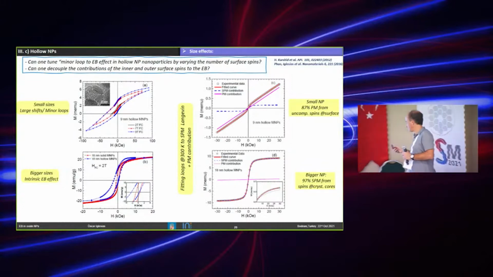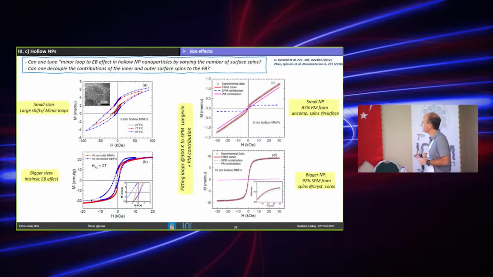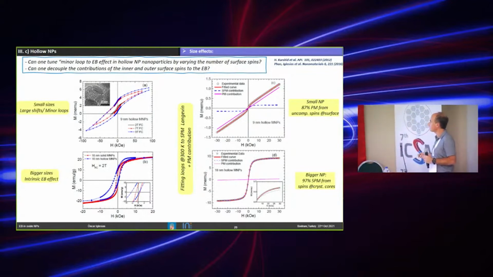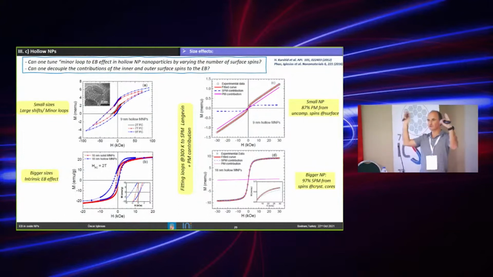Other effects can be studied in hollow nanoparticles, and can we answer these two questions, for example? Can one tune this minor loop behavior that I just commented on before by varying the number of surface spins, for example, is one question. And the other is, can we decouple the contribution to the hysteresis loop of the spins coming from the external surface and the ones inside the hole, inside the void?